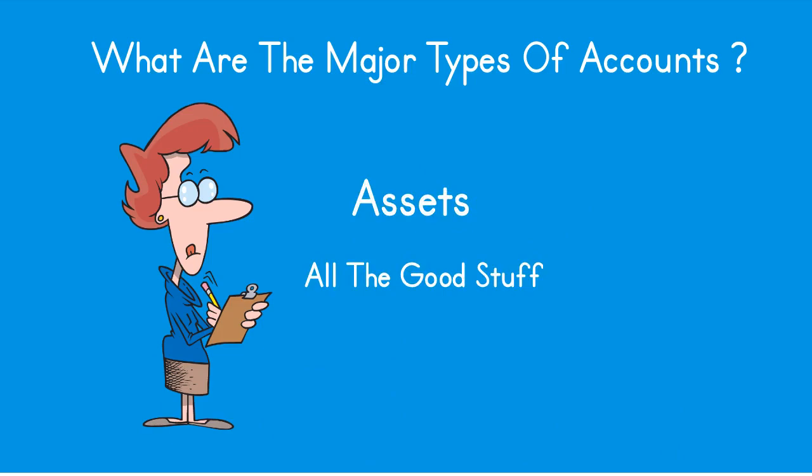Formal definition: the properties used in the operation or investment activities of a business. Informal definition: all the good stuff a business has, anything with value. The goodies include cash, receivables, investments, buildings, land, equipment, vehicles, etc.